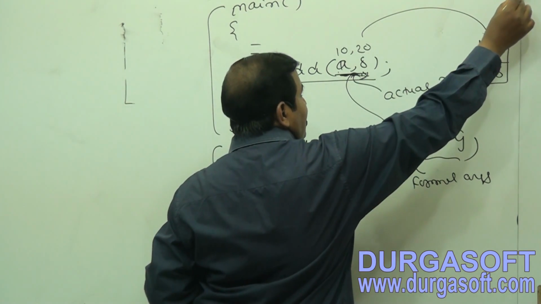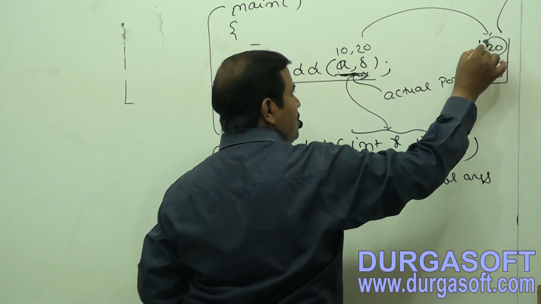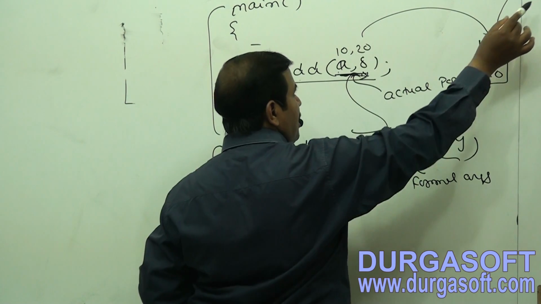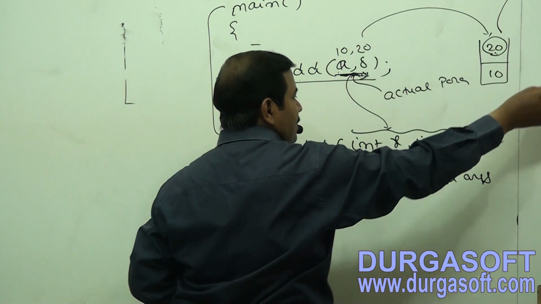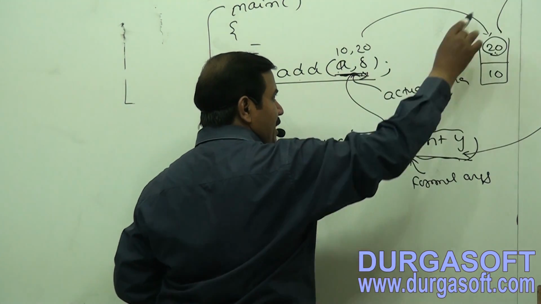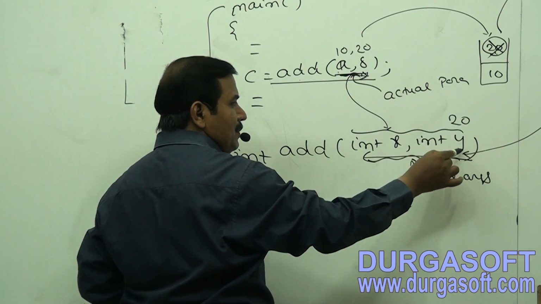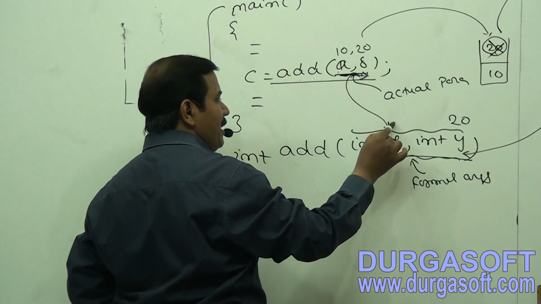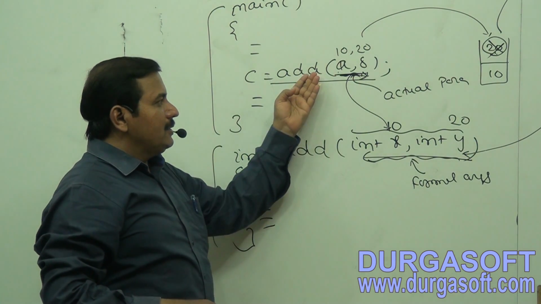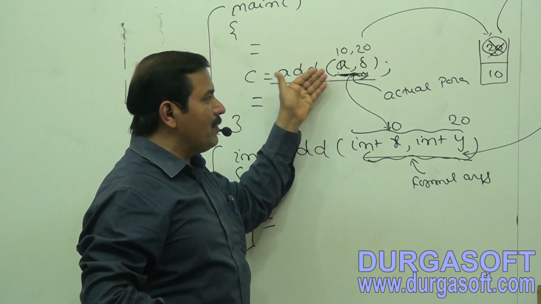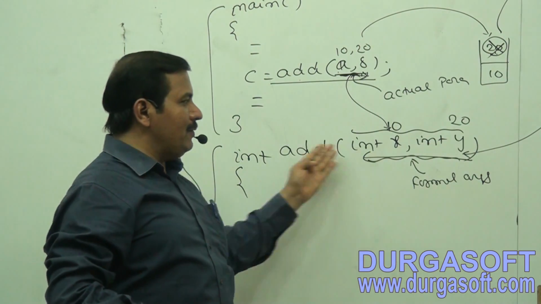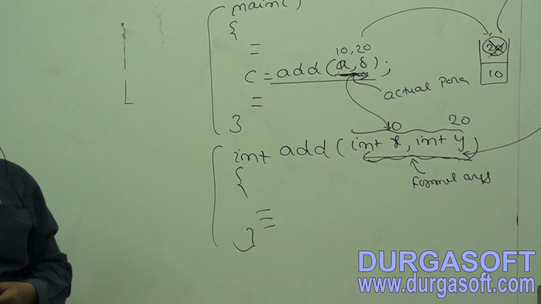From this, these are popped. Which will be popped first? 20. What is the element inserted last? What is the argument inserted last? That will be deleted. Yes, these are copied from right to left. Of course, 20 is deleted first, that is placed into Y. Next 10 is deleted, that is placed into X. So that is the mechanism carried out. The actual arguments are pushed into the stack from left to right, while copying, the values are copied from right to left into the formal arguments.